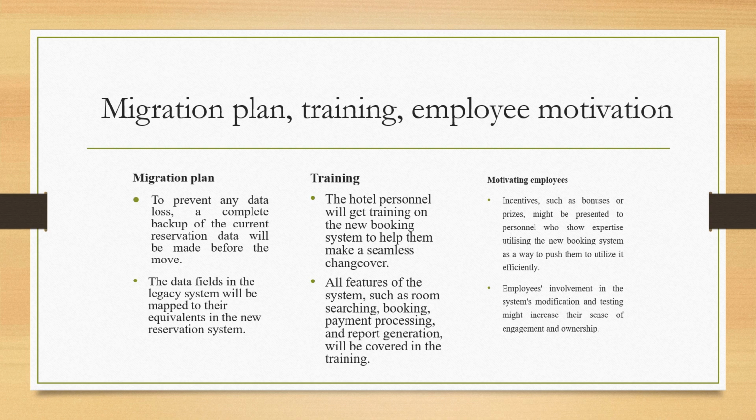Next, we will move on to employee motivation. To get employees motivated for the new booking system, we will give incentives, bonuses, and prizes could be given to those who do well. This can help the employees feel like they own the system and are responsible for it, which makes them more engaged and motivated. Involving employees in making changes and in the system's testing can also help them feel more engaged and more likely to own it. This could make the employees happier and more productive, which could lead to a successful rollout of the new booking system.